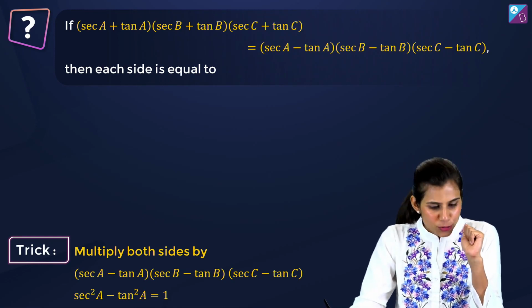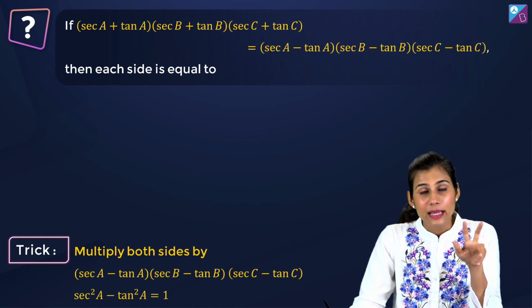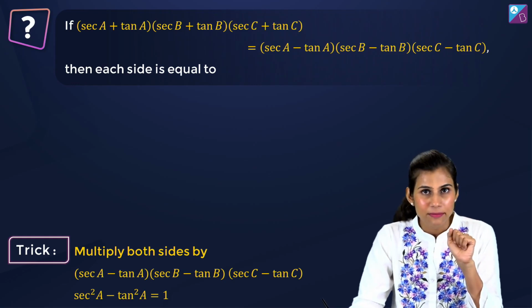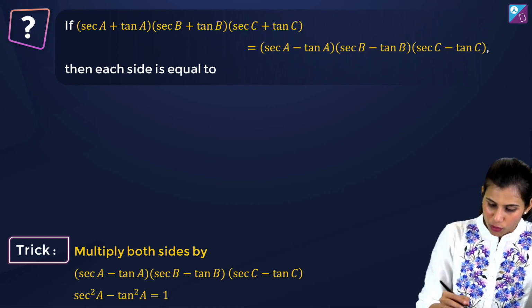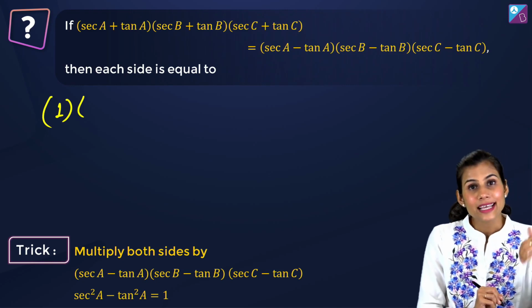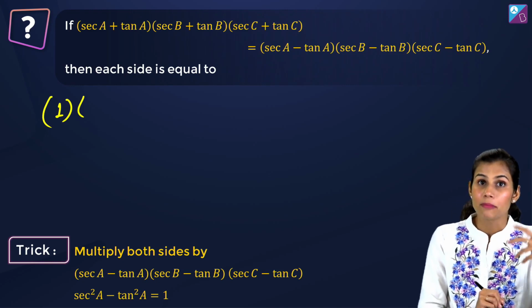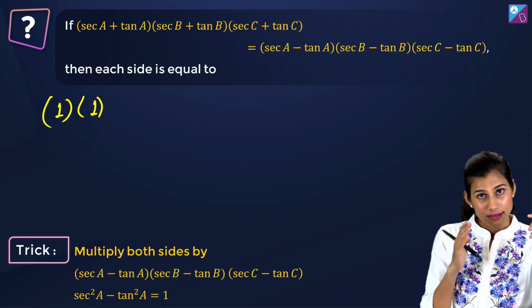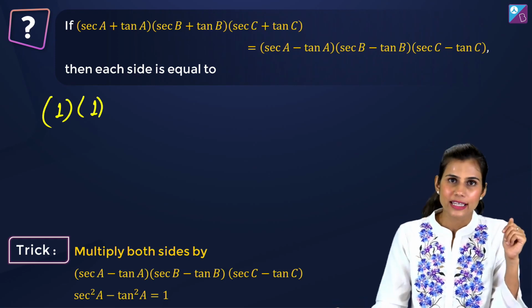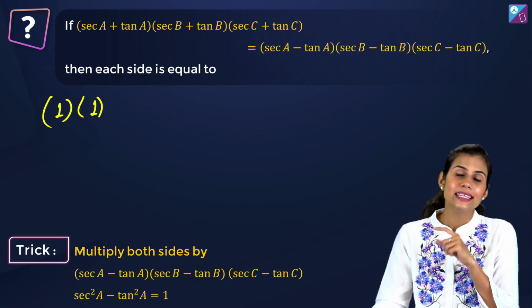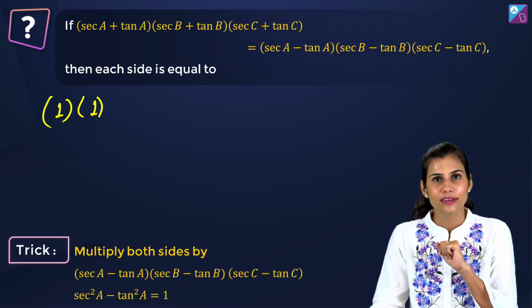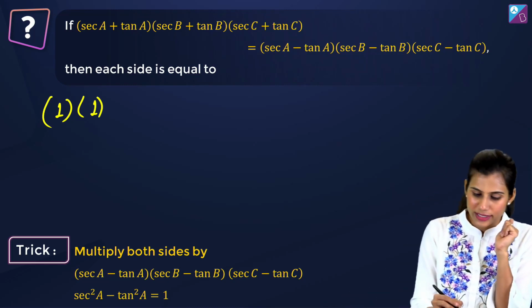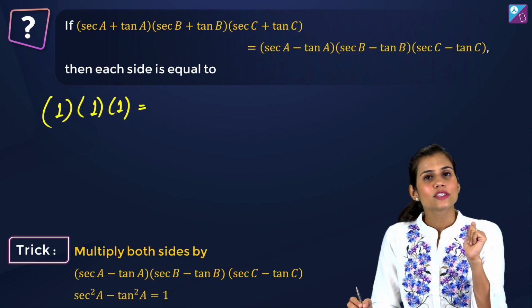So that you end up getting sec A plus tan A into sec A minus tan A on the left, which is same as sec square A minus tan square A, which you all know is 1. Next will be sec B plus tan B multiplied by sec B minus tan B, which will be sec square B minus tan square B, again 1. And sec C plus tan C multiplied by sec C minus tan C. Again it will be what? x plus y into x minus y is x square minus y square. So sec square C minus tan square C, again 1. This is the situation on the left hand side.